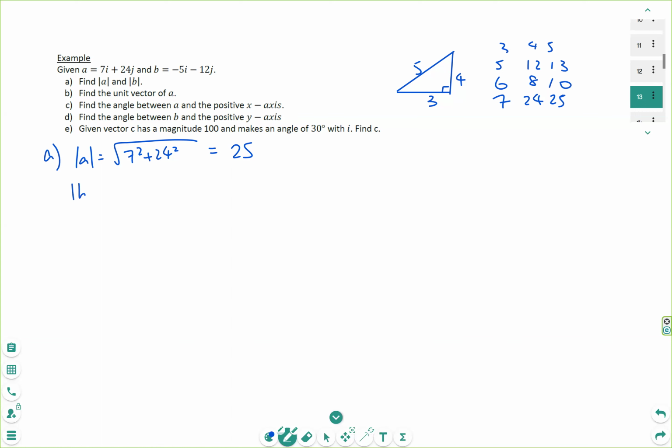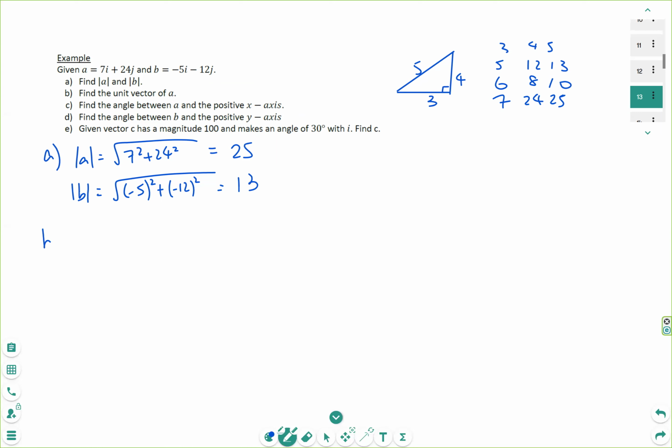Part A, the magnitude of b. So square root of minus 5 squared plus 12 squared. If you notice the minus is in that bracket, when you square it, it doesn't matter. So when we do the magnitude, you can almost ignore the negative because negative squared will cancel out. So 5, 12, what did I say? 13. Okay, so that's the distance. The distance can never be negative.